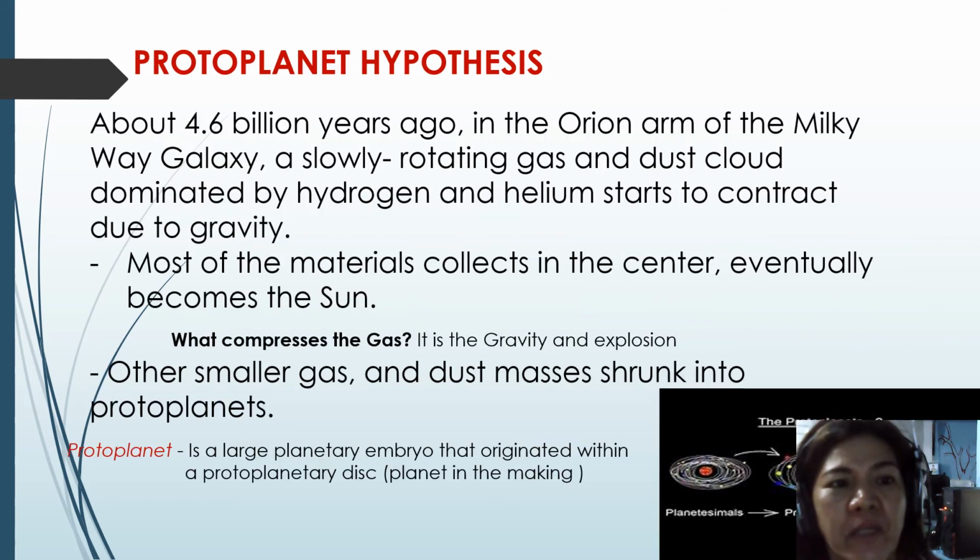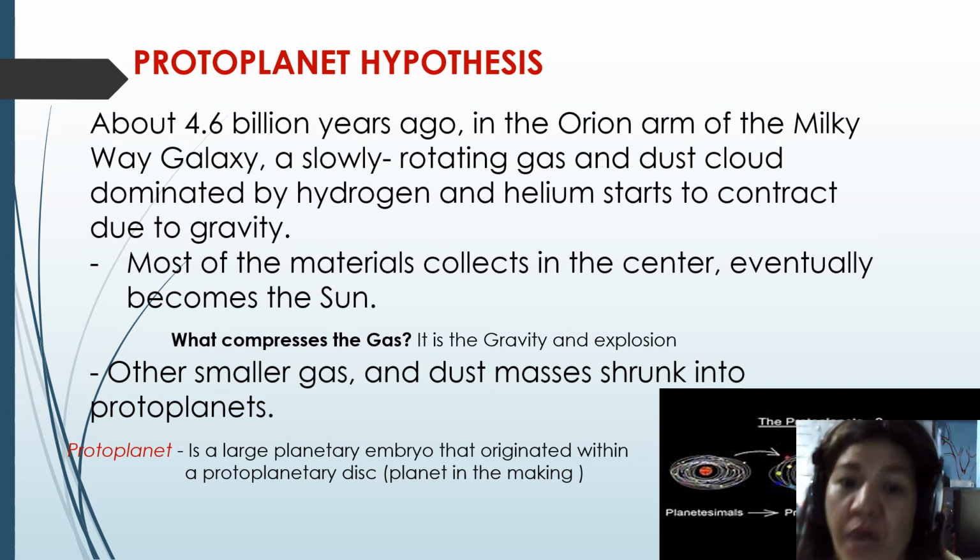So next we have the protoplanet hypothesis. Okay, about 4.6 billion years ago, in the Orion arm of the Milky Way galaxy, a slowly rotating gas and dust cloud dominated by hydrogen and helium started to contract due to gravity. Now, most of the materials collected in the center and eventually became the sun. Now, what compresses the gas? Of course, it is gravity and explosion. So, other smaller gas and dust masses shrunk into protoplanets.